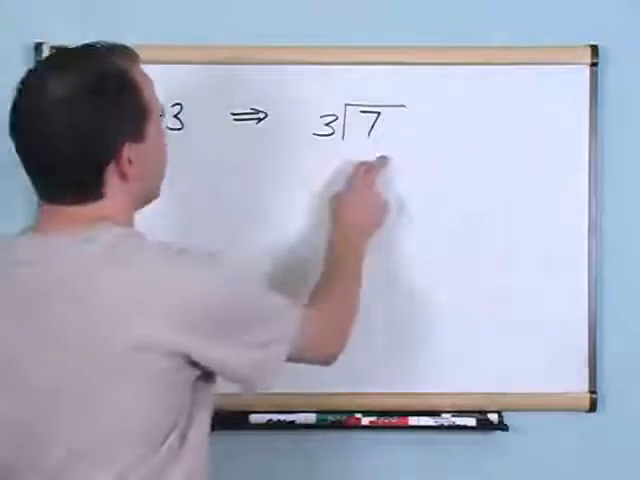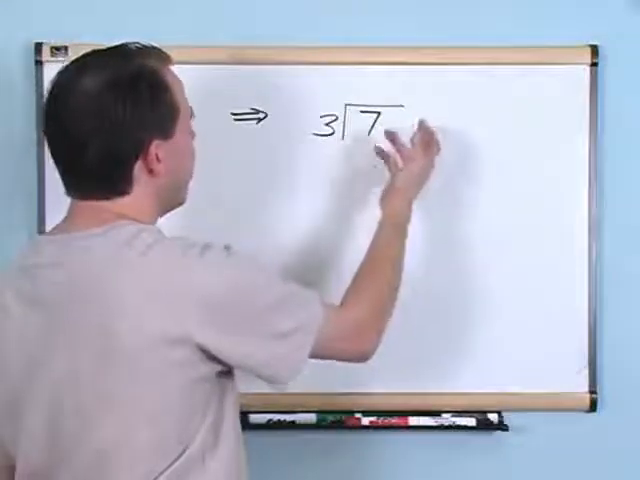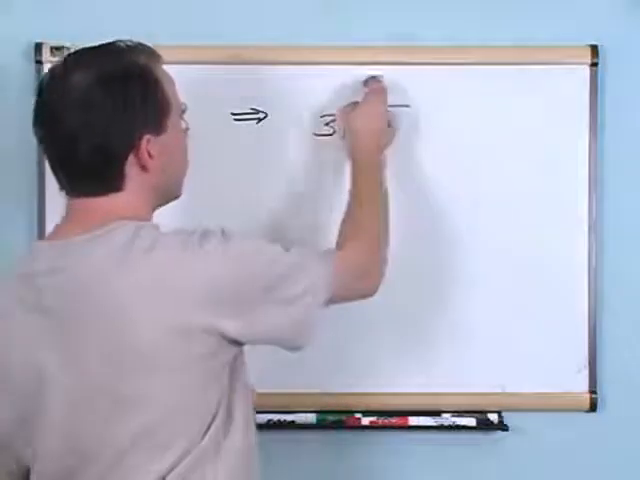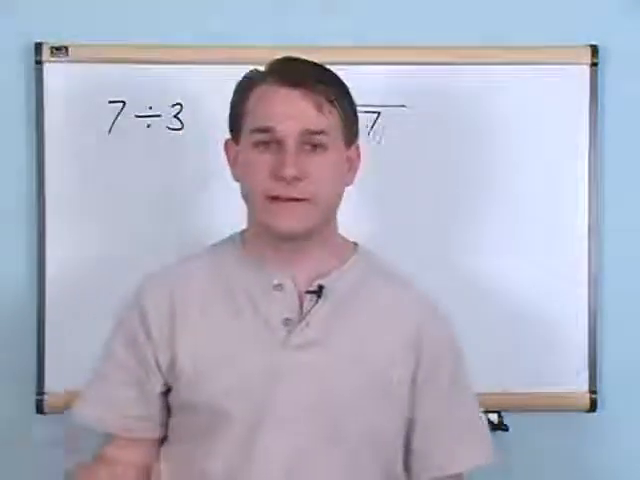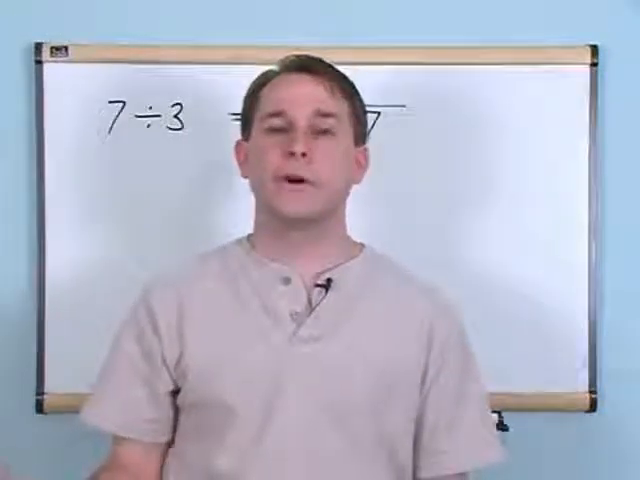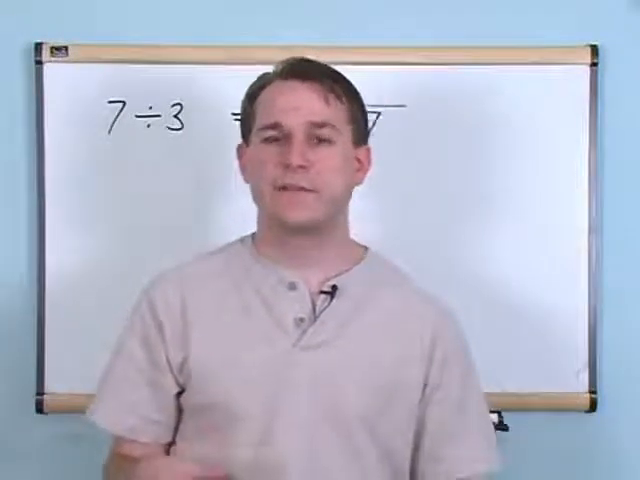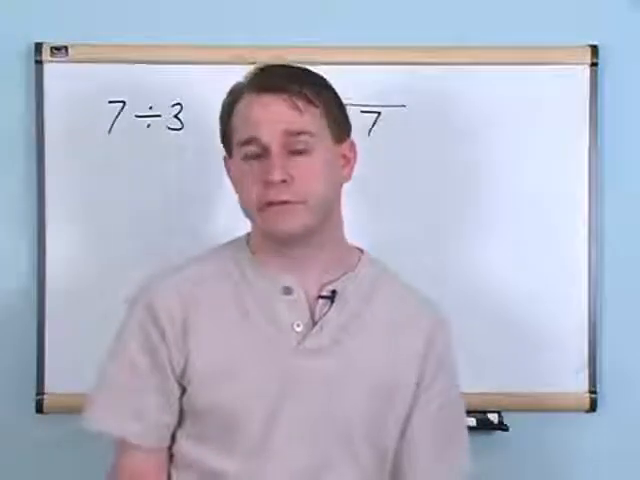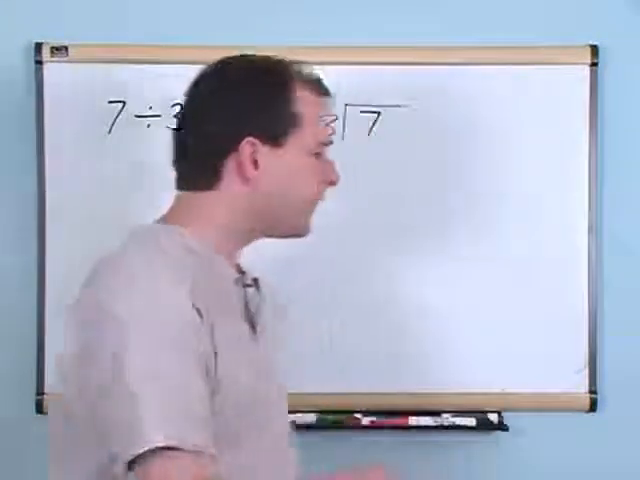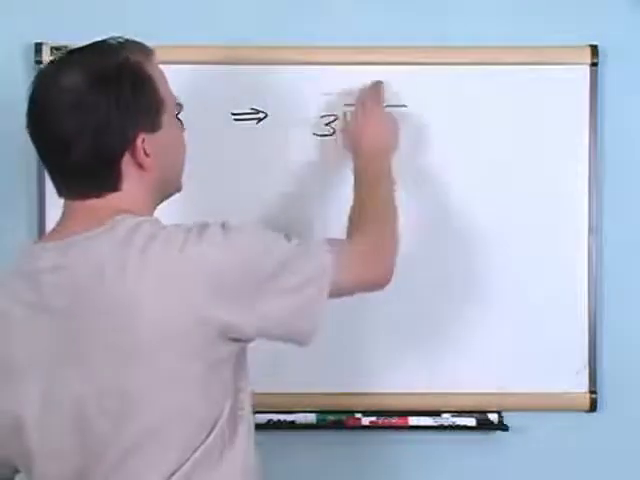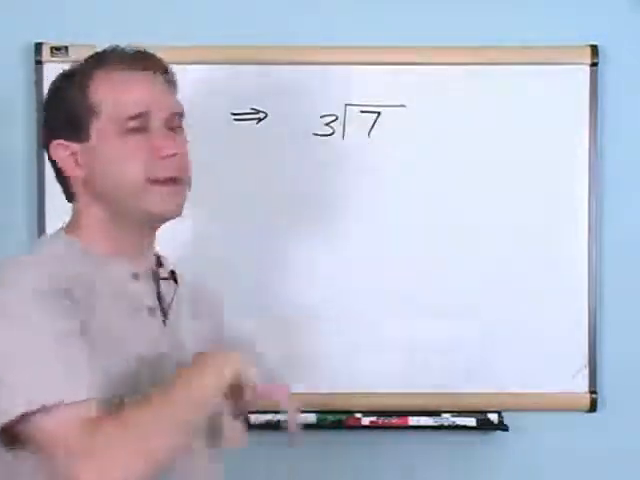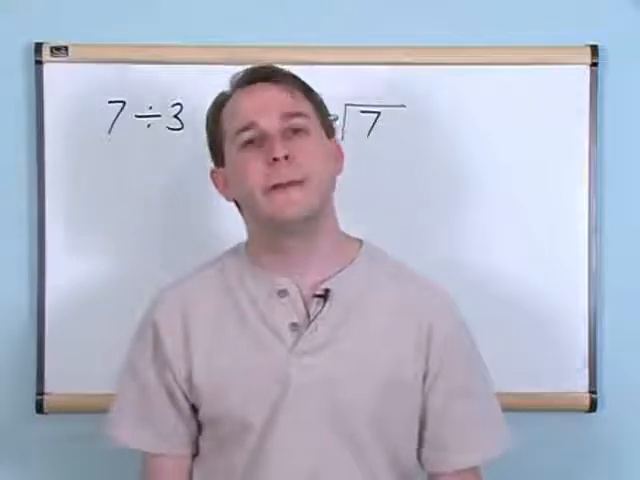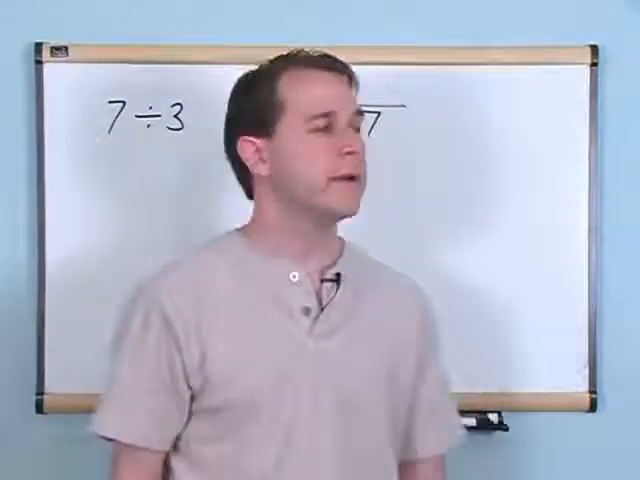So you might look at this and say, well, there's nothing here that can equal 7. 3 times nothing will equal 7. That's exactly right. So what you have here is a case where you're going to have something left over after the division. That's the bottom line. In a case when you can't find the exact number to multiply by to give you what's underneath, you just do the best you can.